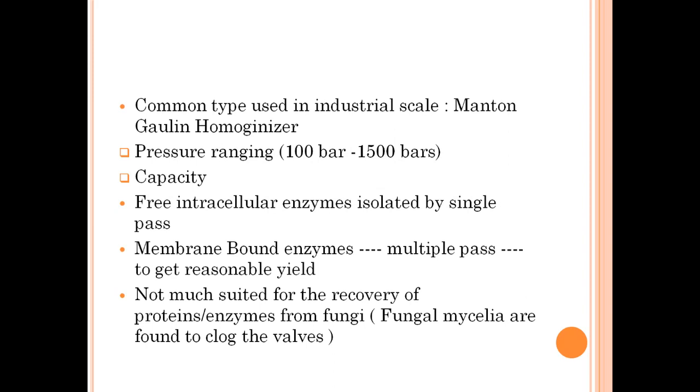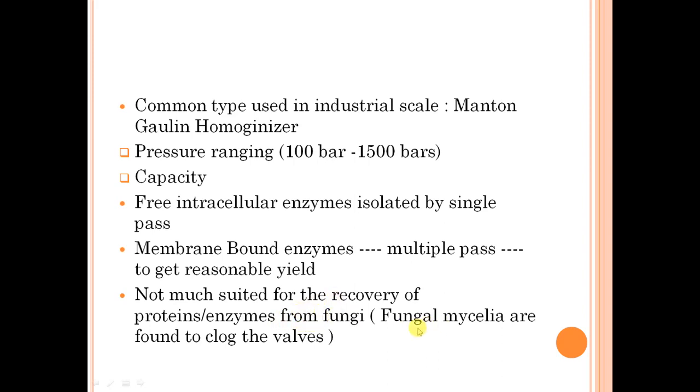The most commonly used industrial homogenizer is the Manton Gaulin homogenizer, as I told you, and it works at a pressure of 100 bars to 1500 bars. It can be used for free intracellular enzyme isolation or even for membrane bound enzymes. In the case of membrane bound enzymes, you will have to go for multiple pass systems. And this system, the Manton Gaulin homogenizer, which is widely used in industries, is not suitable for fungi. That is the most important thing that we have to keep in mind. It is very suitable for bacterial cells, but it is not suitable for fungal cells.